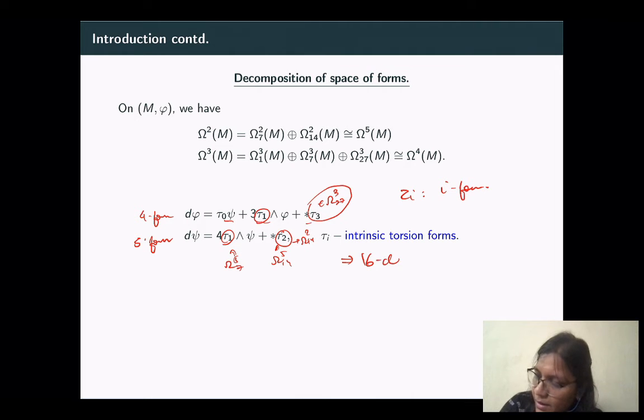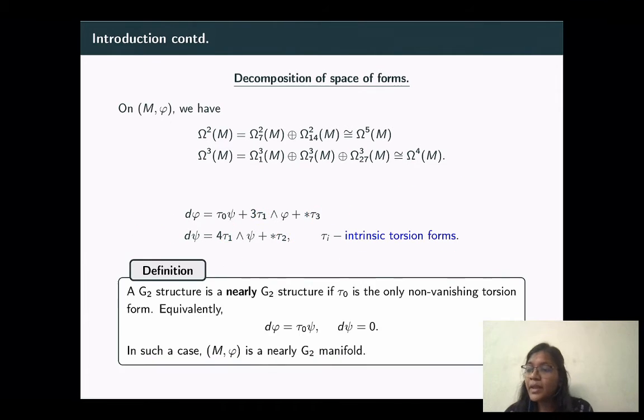16 classes of G2 structures. Since there are 4 intrinsic torsion forms, that gives rise to these. For this lecture series, our focus will be on nearly G2 structures, and that is the case when only tau_0 is non-zero. Otherwise everything is 0. When tau_0 is the only non-vanishing torsion form, then the equations we get, as you can see very easily from here, are d phi equals tau_0 psi and d psi equals 0. So these are the equations that we have for a nearly G2 structure.